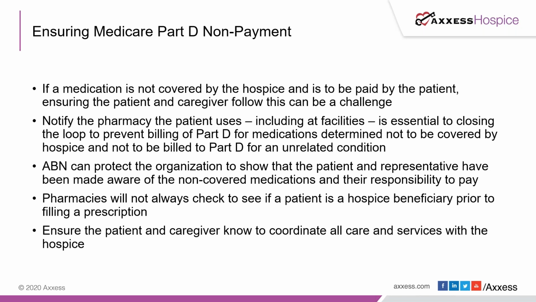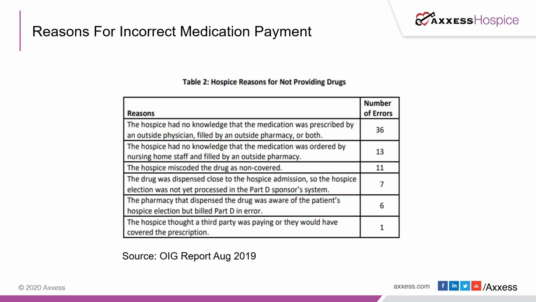Pharmacies don't always check to see if a patient is a hospice beneficiary prior to filling a prescription. And I know we do this on admission, I know we do it all the time as hospice providers. I don't know how we can possibly do it more, but this is a recommendation by Medicare: make sure that the patient and caregiver know how to coordinate all care and services through the hospice. And what's funny is when I look at the OIG reports, the reasons for incorrect medication payment, the top ones are that hospice had no idea that this medication was prescribed and filled by an outside pharmacy, or that the nursing home staff got the order and sent it to their pharmacy. No matter how many times we tell people, this continues to happen.